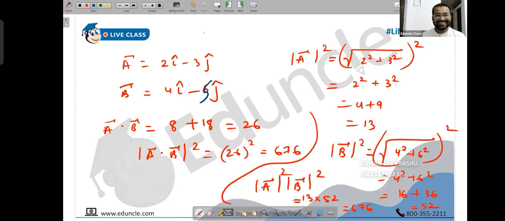What do you mean, left and right? Yes, sir. A dot b whole square is 529. And a mod square into b mod square is 533. Okay. See what I think.